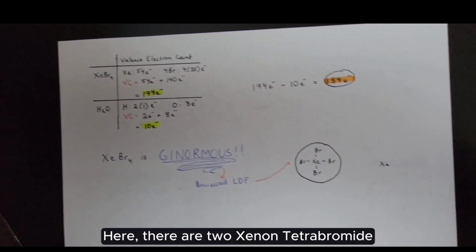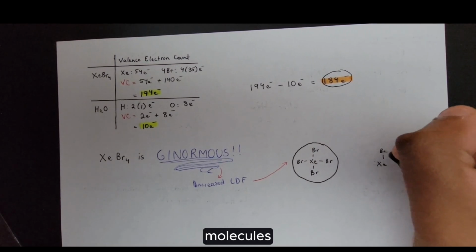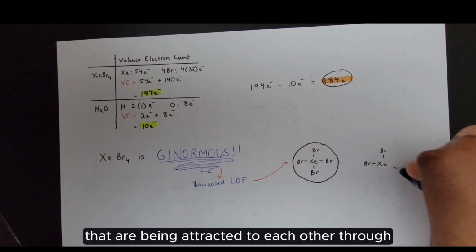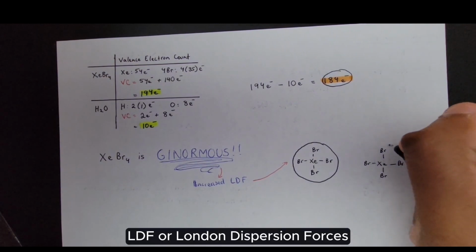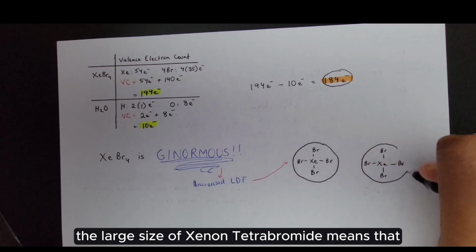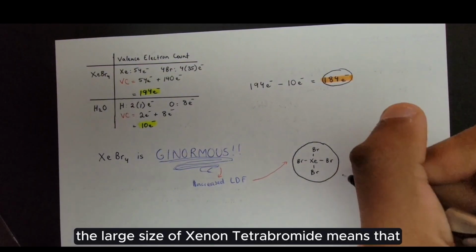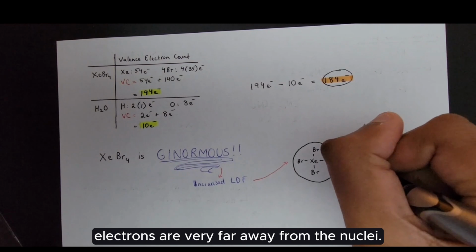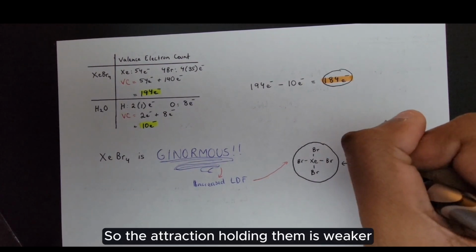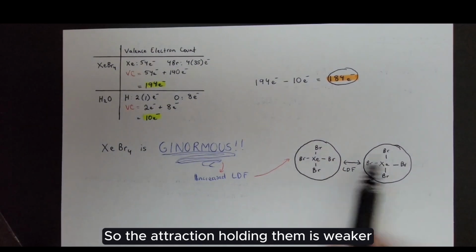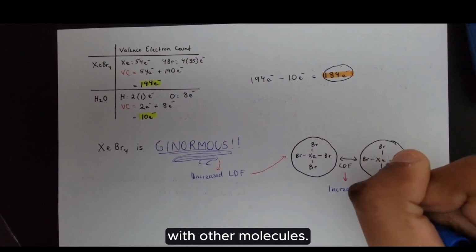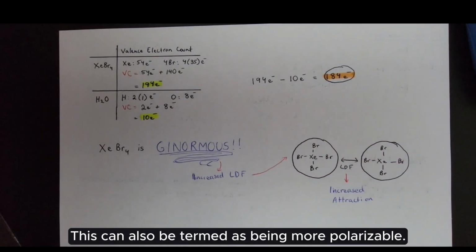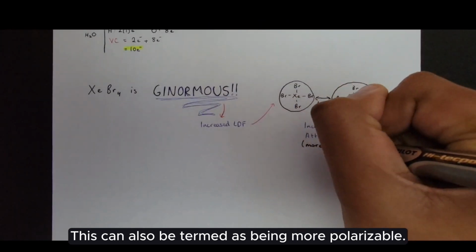Here there are two xenon tetrabromide molecules that are being attracted to each other through LDF, or London dispersion forces. The large size of xenon tetrabromide means that the valence electrons are very far away from the nuclei, so the attraction holding them is weaker and thus can experience temporary dipoles much easier with other molecules. This can also be termed as being more polarizable.